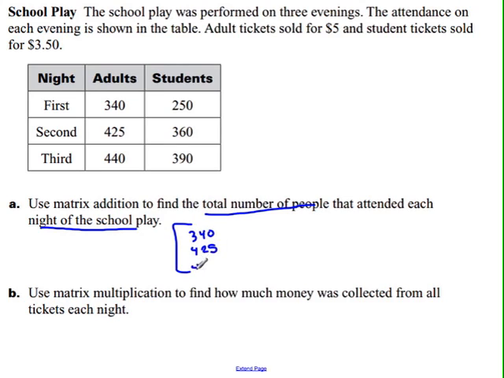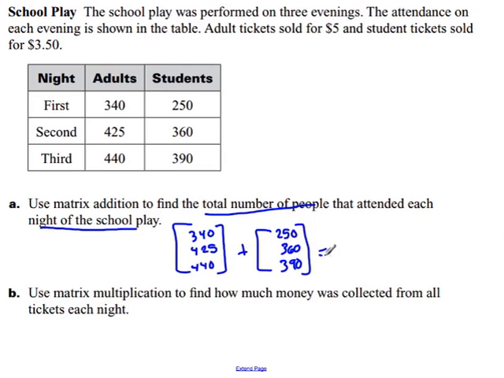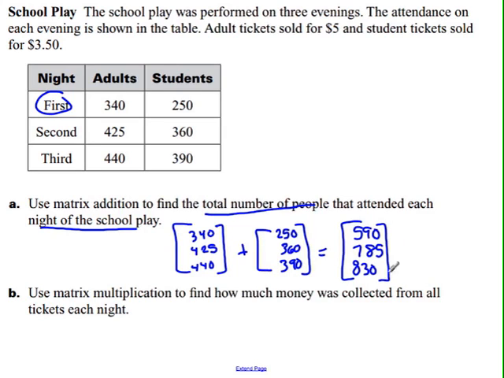I'm sorry, by adults and by students. And we're going to add this to 250, 360, and 390. In the end, when I add these together, I get that 590 total people were there the first night. The second night, I just add these across. I would have 785. And the third night, I simply have 830 total people. So that's how I would do this, and this would be my resulting matrix, and that's by matrix addition. It does give you a hint there.